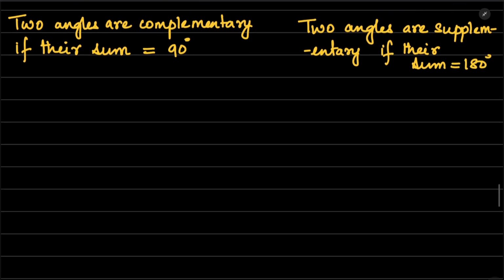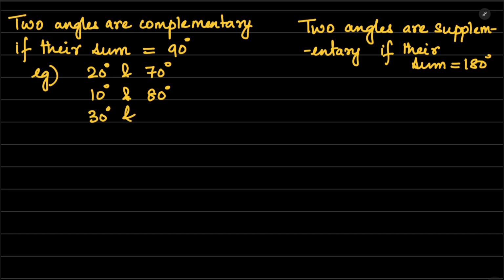Okay, so tell an example for complementary angle. Say you have got 20 degree. What is the complementary to 20 degree? 90 minus 20, which is 70 degree. What is the complementary angle to 10? 90 minus 10, which is 80. For 30, tell me the complementary angle of 30 degree. 90 minus 30, which is 60 degree. So these are all complementary angles.